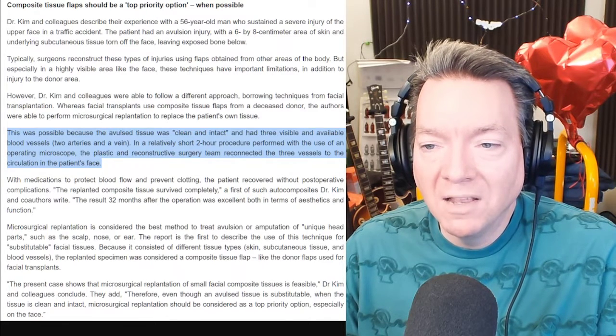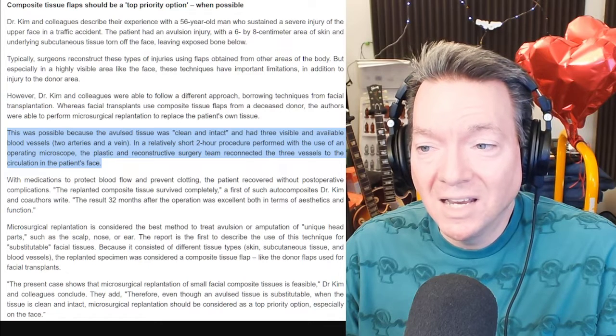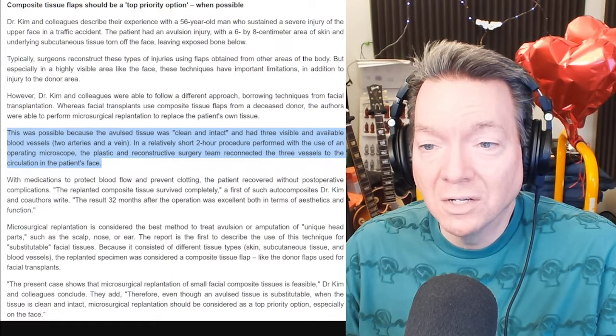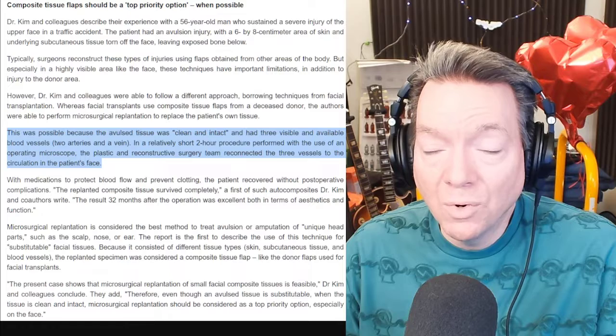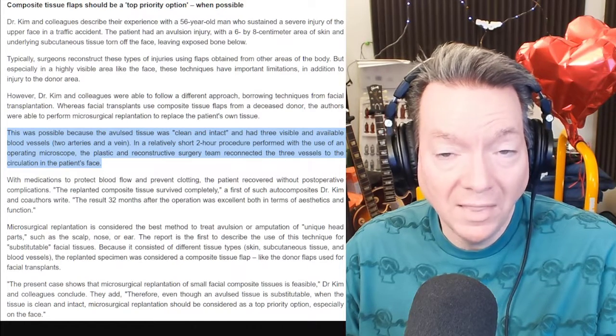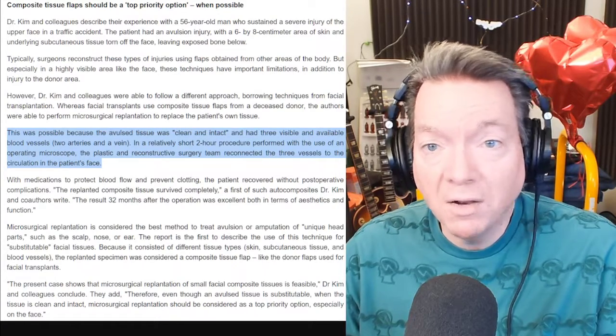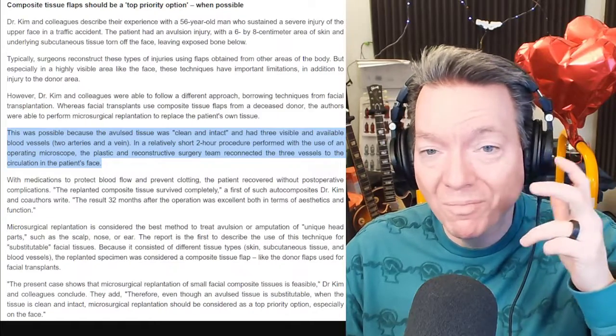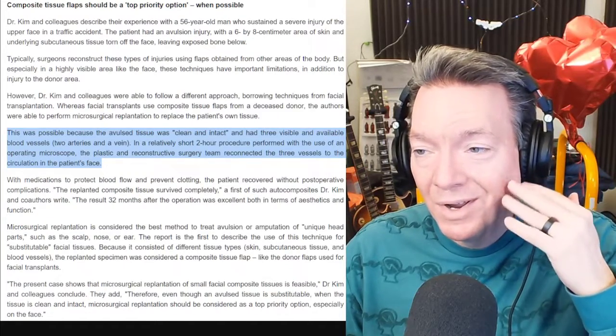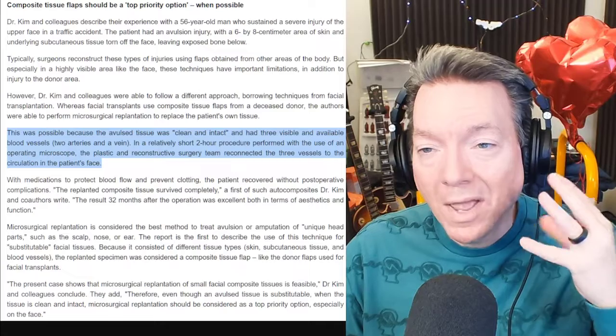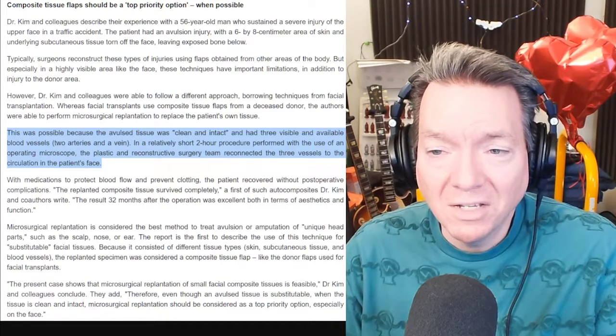But especially in a highly visible area like the face, these techniques have important limitations in addition to injury in the donor area. Like they take skin from your leg and put it on your face, and then the skin doesn't match, and your leg hair, if you're having it, is growing out of a patch on your face. It's the issue.